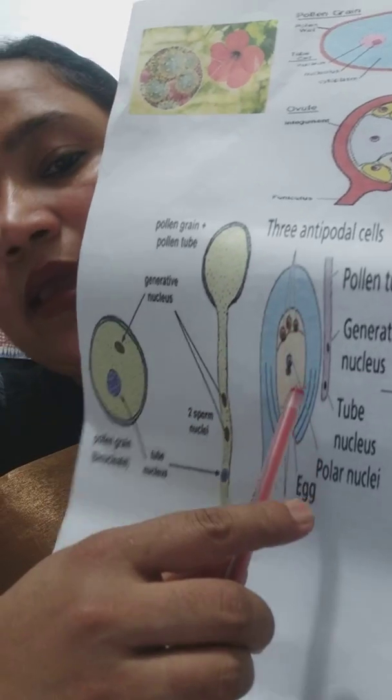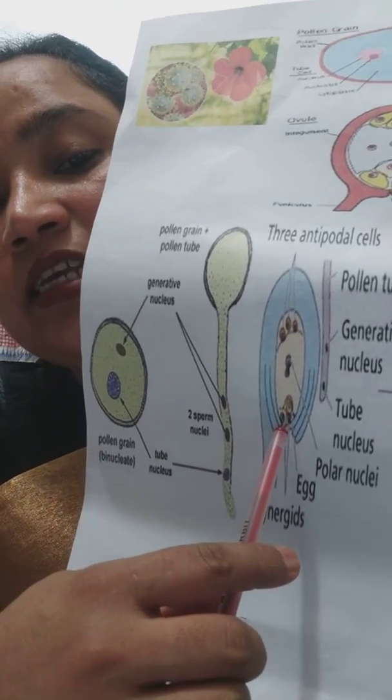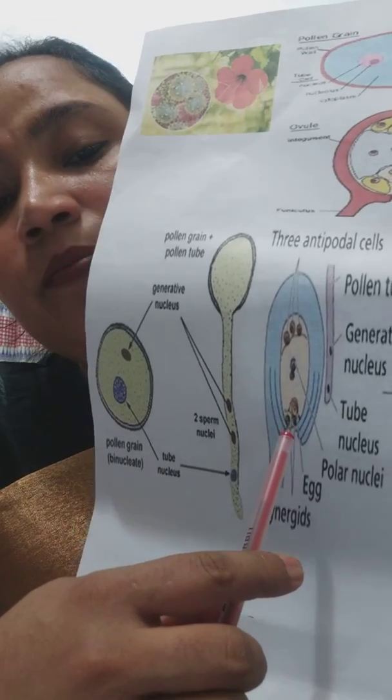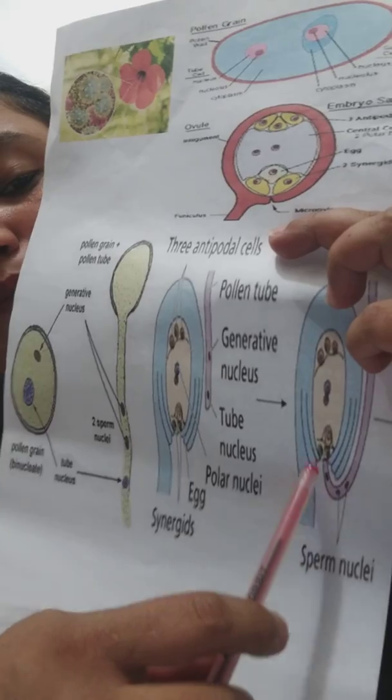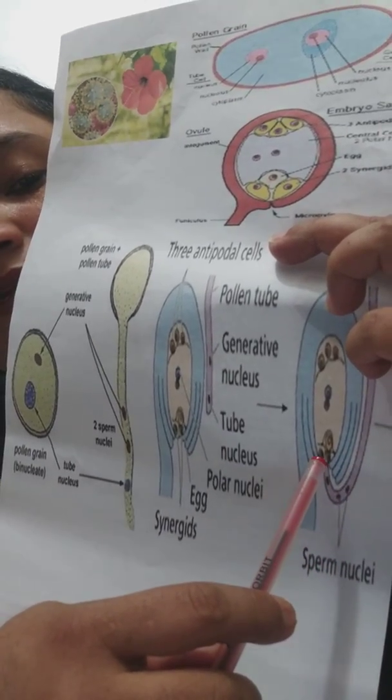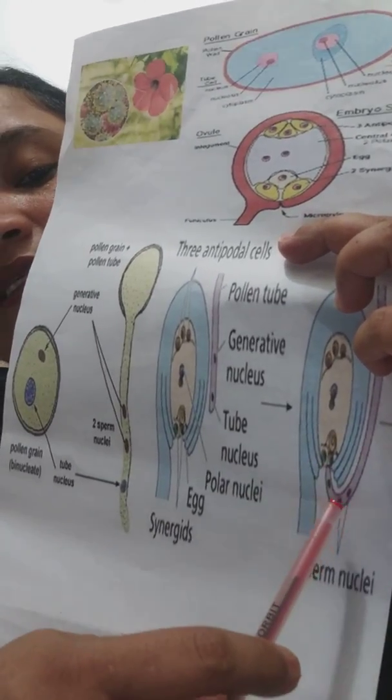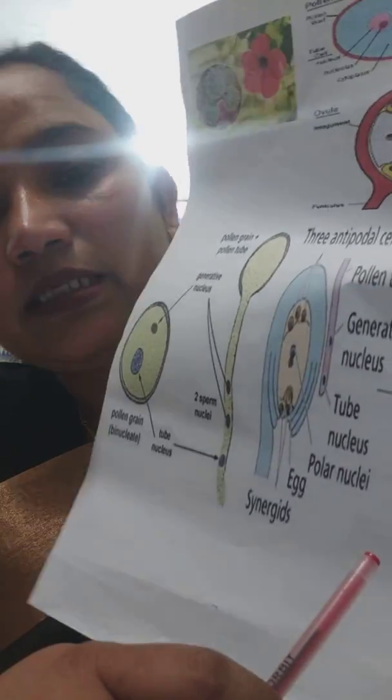In the embryo sac there is also a small pore. This pore is called the micropyle. Through this micropyle, the pollen tube enters into the embryo sac for releasing the male gamete for fertilization. So, the sexual union of a small motile male gamete with a comparatively big non-motile female gamete is called fertilization.